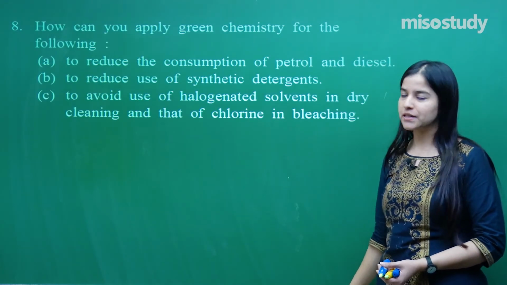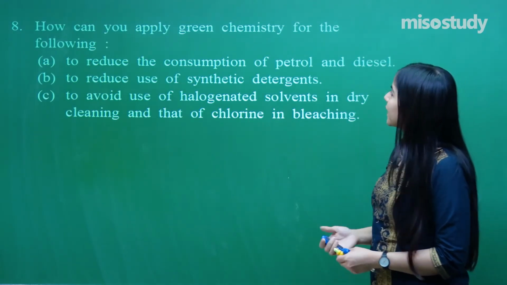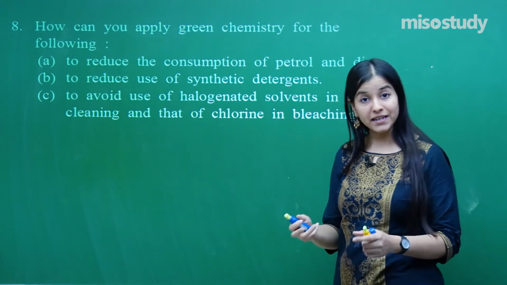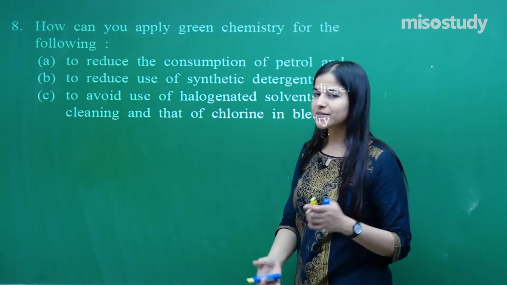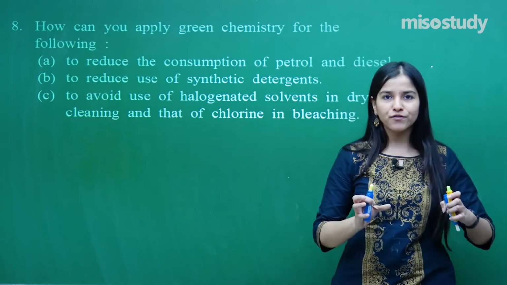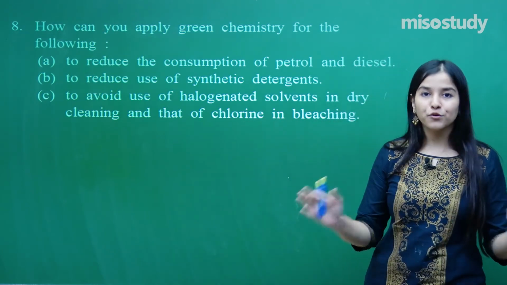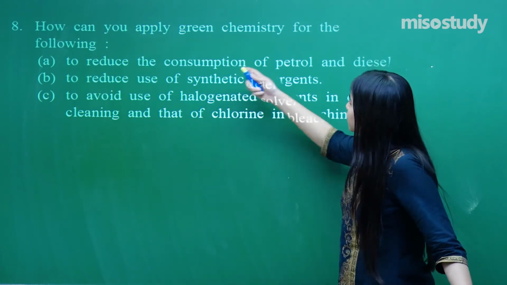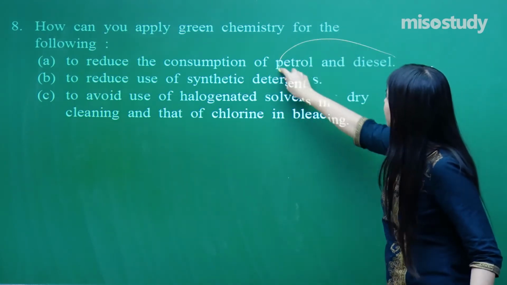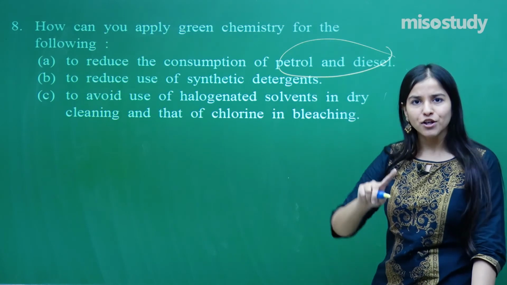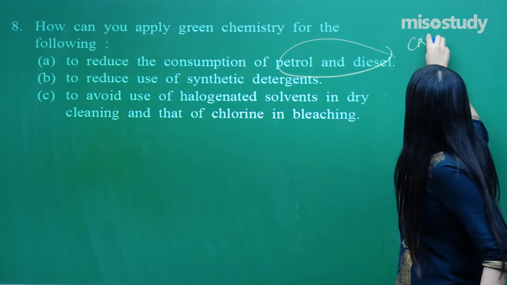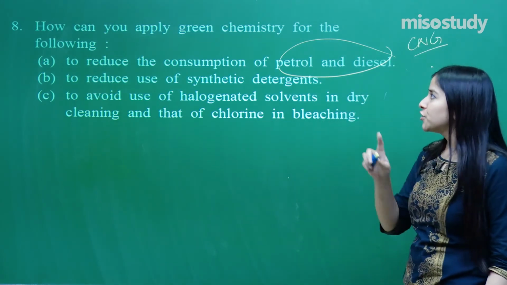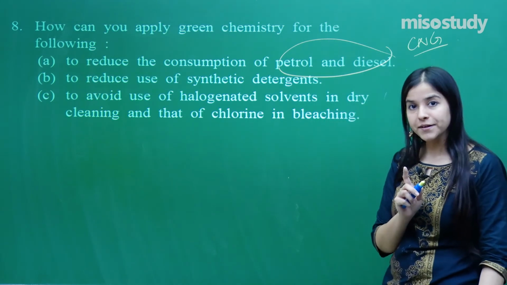Let's move on to question number 8. How can you apply green chemistry for the following? Green chemistry means you need to employ some method which will be eco-friendly, which can improve our environment and our surroundings. To reduce the consumption of petrol and diesel, how can you do it? Switching to an alternative method, CNG, right? So you need to describe it properly, fine.